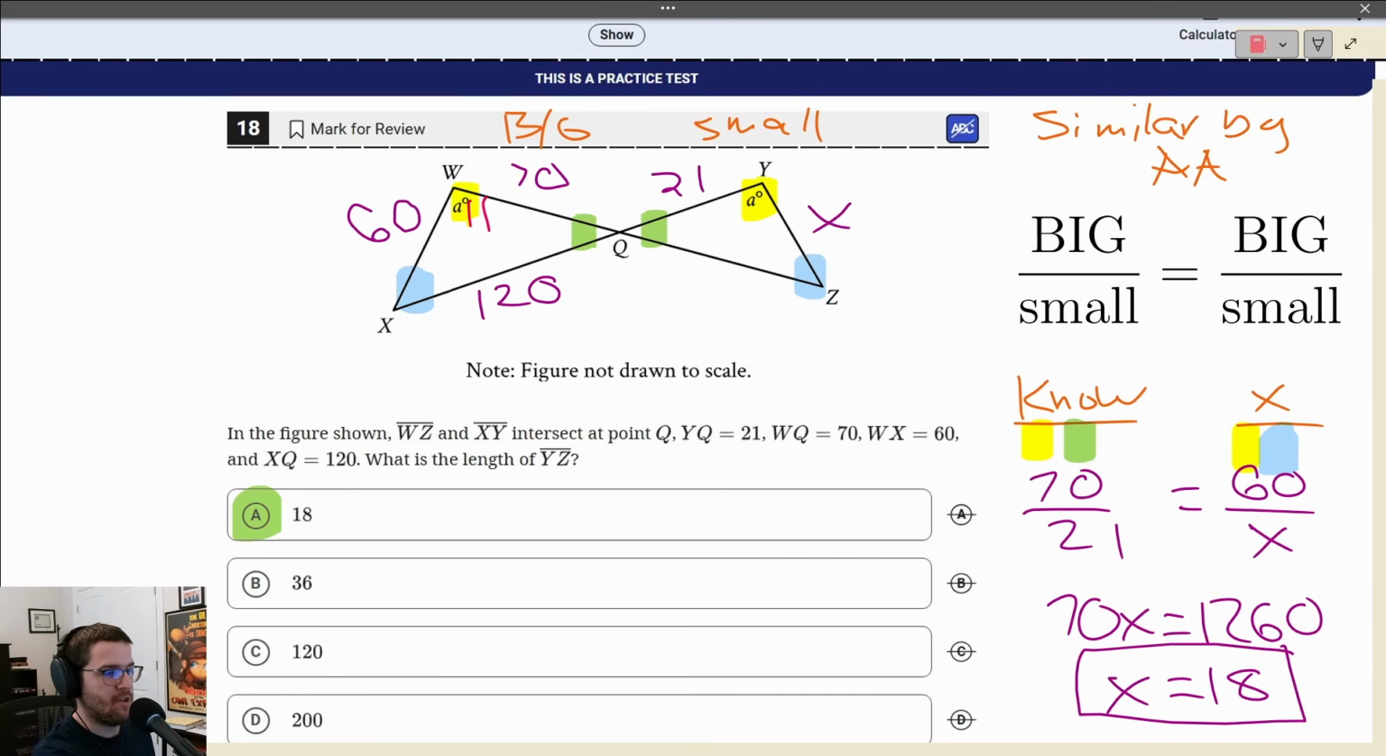It's kind of hard to use colors on actual test day. What you could do is use little hearts and smiley faces and maybe stars and stuff like that to help you figure out which sides go together. So pay attention to the corresponding angles when you're making your side ratio.